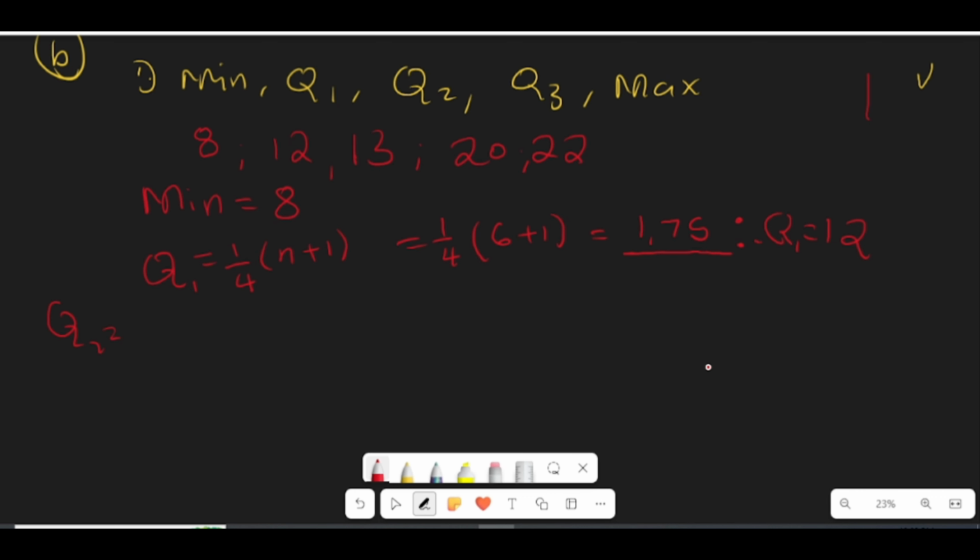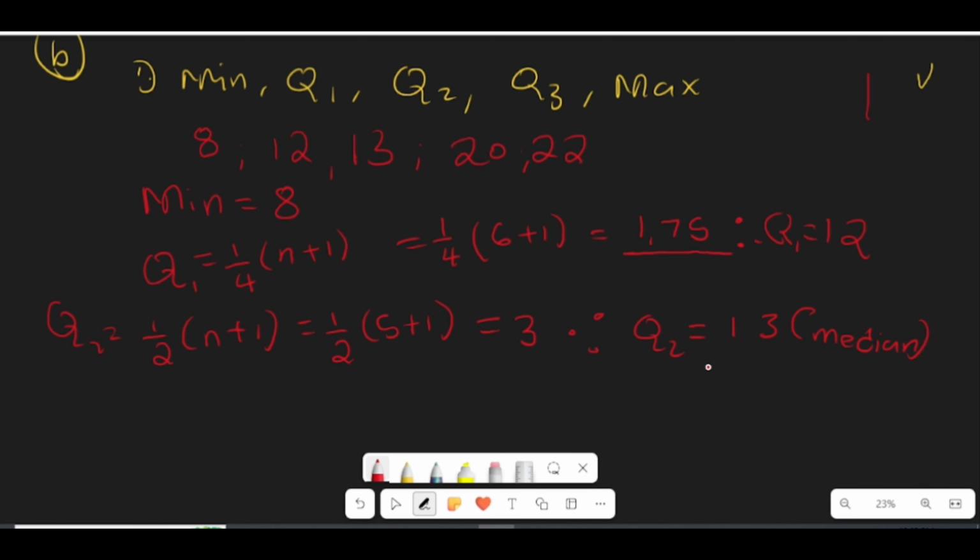Q2 is going to be given by half of (n plus 1). Please double check my math, guys. If I make a mistake, don't be afraid to correct me. 5 plus 1, going to skip some of the steps here, is going to be 6. 6 divided by 2 is going to give us 3. So term 3, therefore, Q2 is equal to 13. Okay, makes sense because Q2 refers to the median, which is the middlemost term in our data.